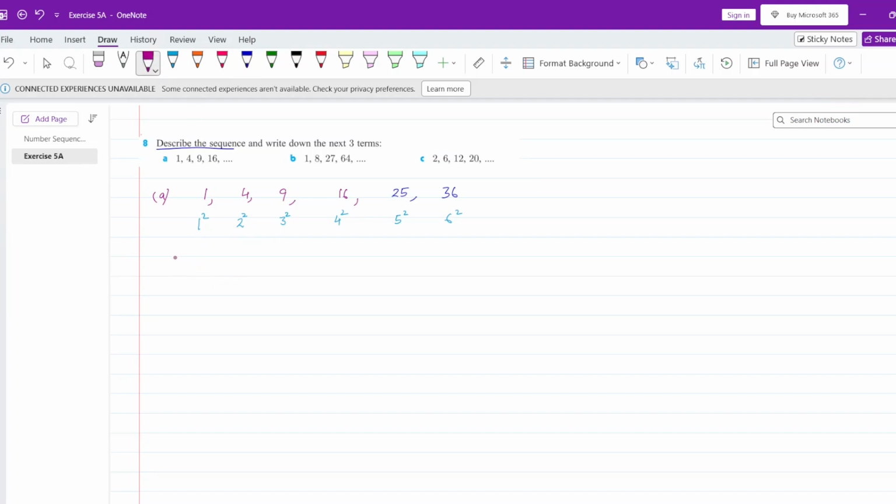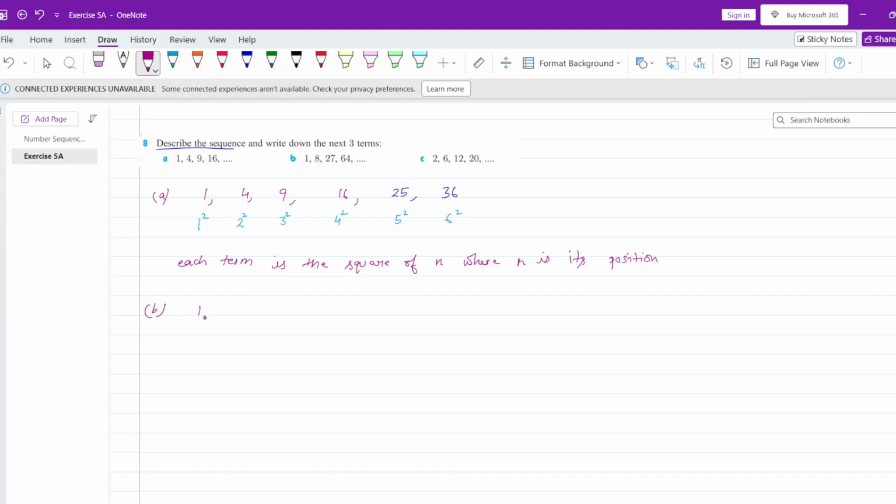Now it is also asking us to describe the sequence. So we can say each term is the square of n, where n is its position. So if it is the first term, it is the square of 1. If it is the second term, it is the square of 2. If it is the third term, it is the square of 3. And so on.